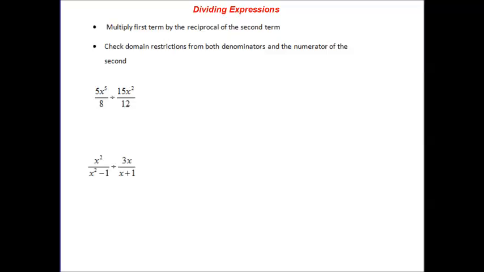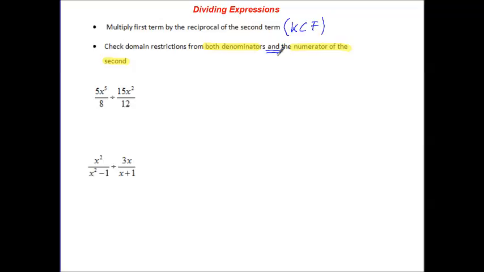So how do we divide rational expressions? We have to multiply the first term by the reciprocal of the second term, and you already know this from 6th and 7th grade, where we called it keep, change, flip. And we have to check for domain restrictions from both denominators and the numerator of the second fraction. That is very important, and you will see in a second how this works.